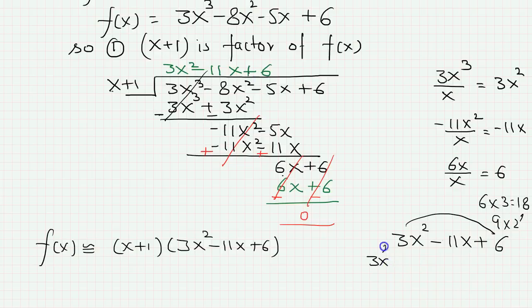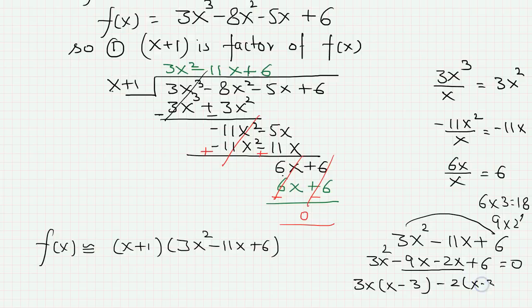So 3x squared minus 9x minus 2x plus 6 is equal to 0. We know minus 9 and minus 2, 9 times 2 is 18, 6 times 3 is 18, and this is plus, so it will be 3x common, x minus 3, minus 2 common, x minus 3. We are not solving the equation, we are factorizing it. So this is x minus 3 and 3x minus 2.